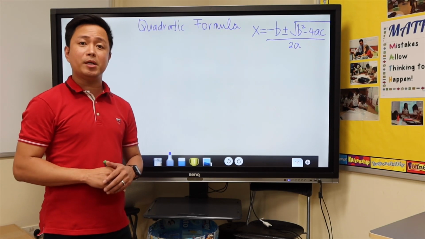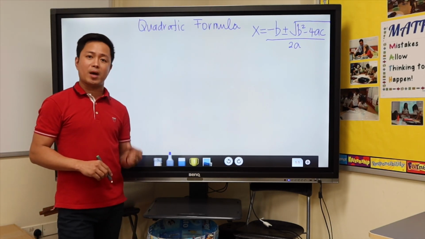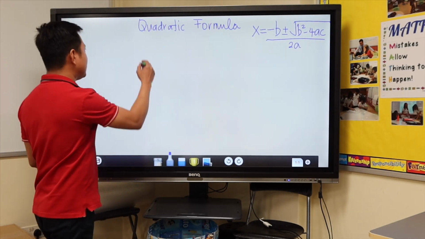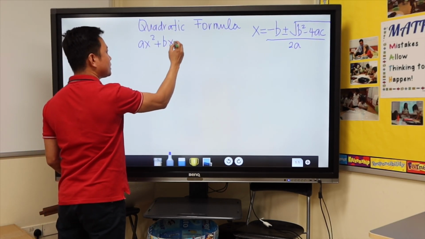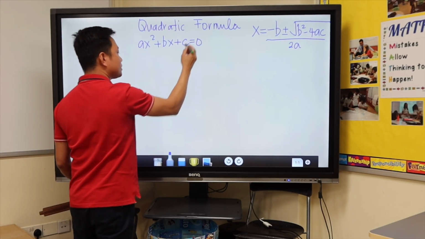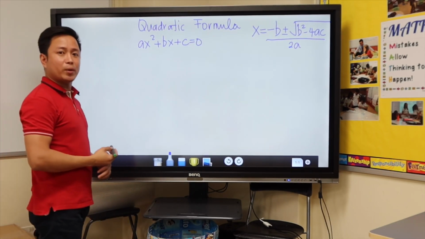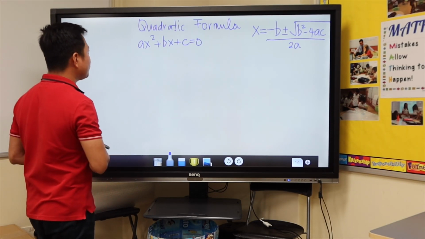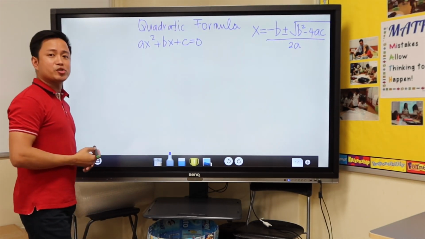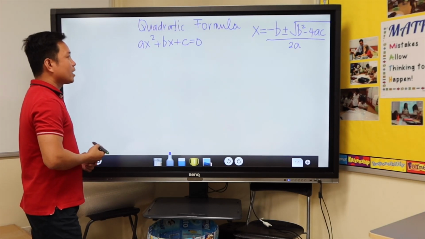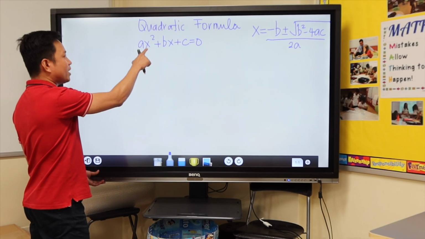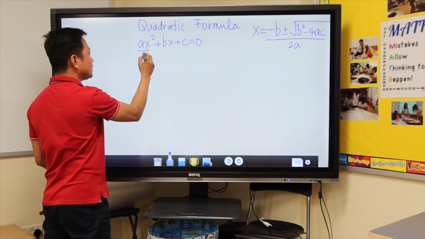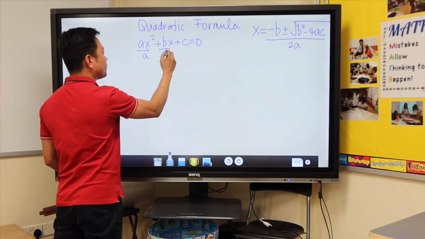The quadratic formula can be derived using completing the square, given a quadratic function in the form ax squared plus bx plus c is equal to 0, which is the standard form of a quadratic equation. When solving for the solutions of a quadratic equation using completing the square, the first thing we need to do is make sure we only have x squared in this problem. So, we need to divide every single term by that a value.